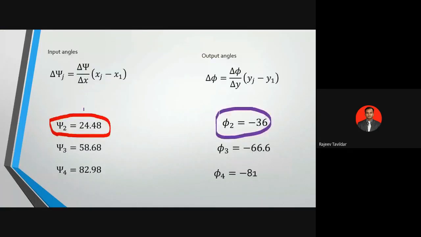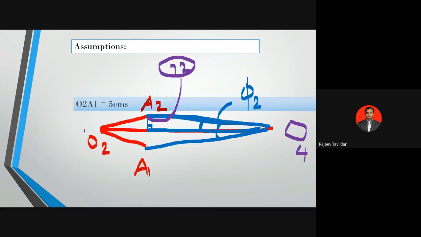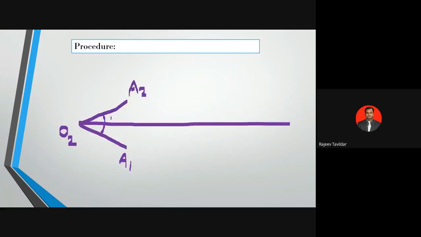I'm sorry. Yeah, that is shown over here. The angle between 2 and 1 is given as 24.5. So I'm going to use that 24.5 degrees over here and get the A1 and A2 locations. Next, I need to get O4.